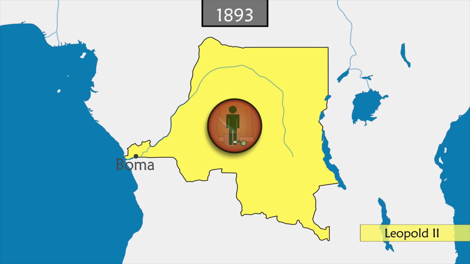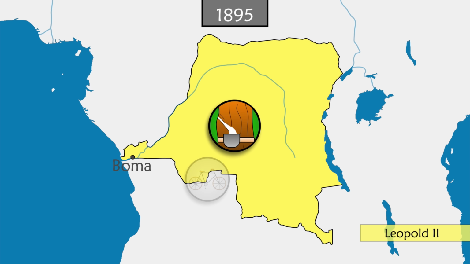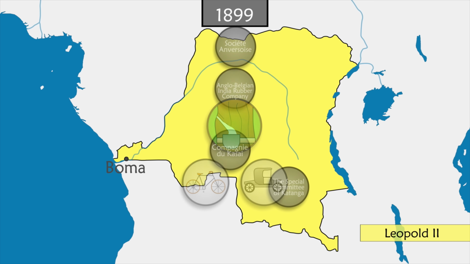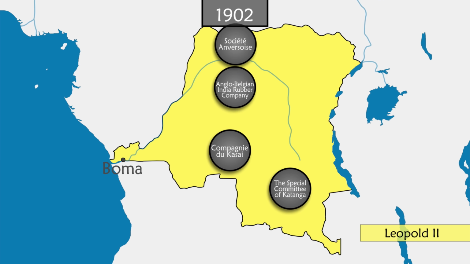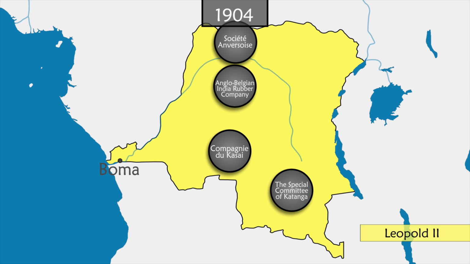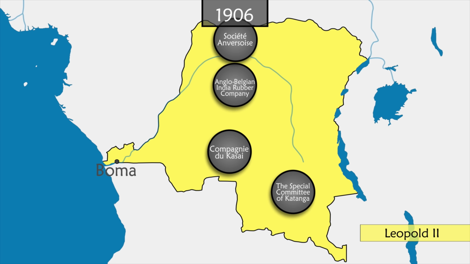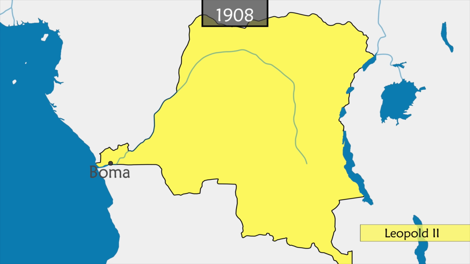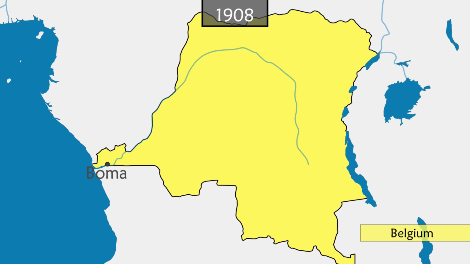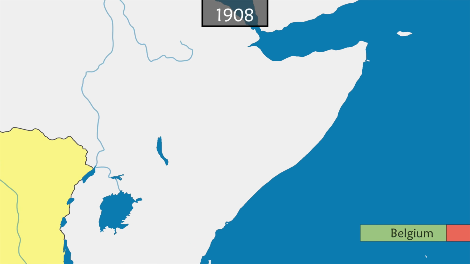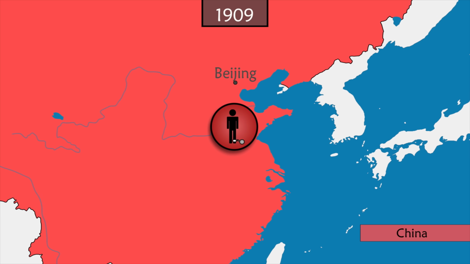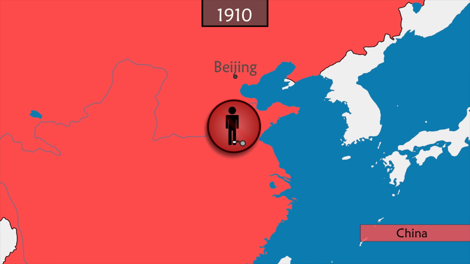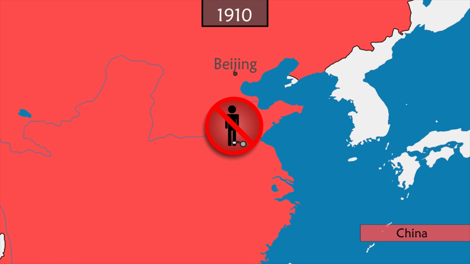The population is subjected to a tax in kind, which is a form of forced labor. The population has to mainly produce rubber, which is in great demand with the booming of bicycles and the invention of the automobile. The immense territory is shared with private companies. The population is under pressure to produce more and more, and those who don't meet the quotas are massacred or mutilated. In 1908, under international pressure, Leopold II cedes the Congo to the Belgian state, which puts a direct end to these methods. In China, slavery is still legal and is facilitated by the numerous crises that the country is going through. But under Western pressure, the country finally abolishes slavery in 1910.